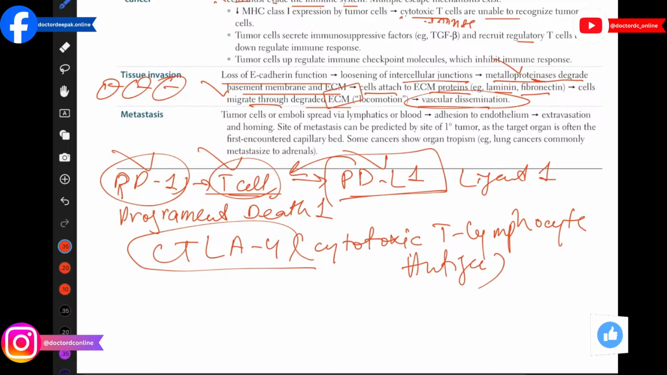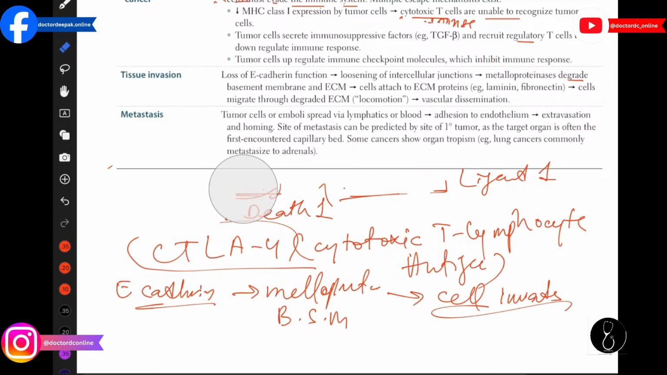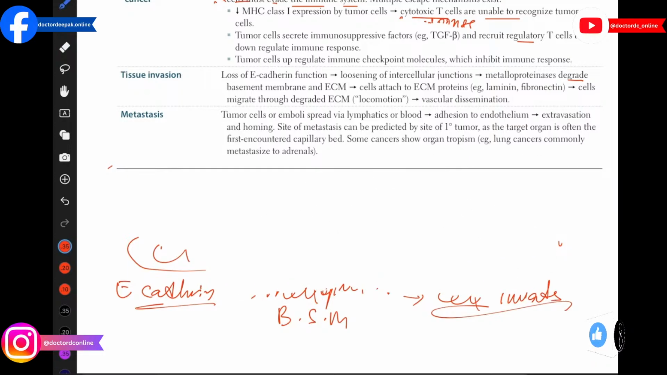These are all ECM proteins, and how is it happening in invasion? First, E-cadherin will lose its function, after that metalloproteinase enzymes act on the basement membrane. After the disruption, the cell will start invasion and start dissemination in the vascular system. Understand? Now we move to the last hallmark of cancer, that is metastasis.